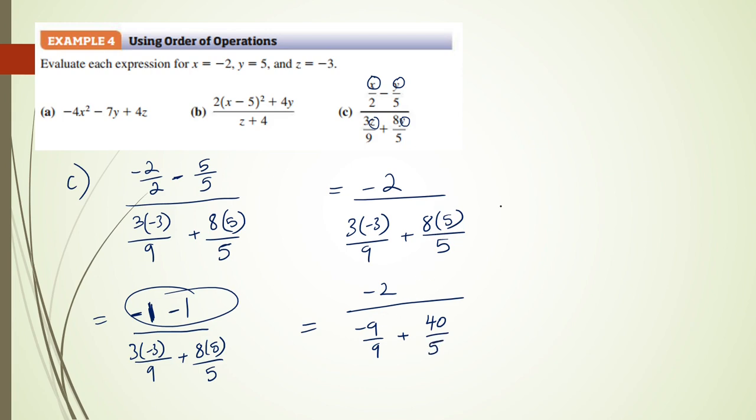Now we can simplify this a little further. Negative 2 over negative 1 plus 40 divided by 5 is 8. And so we finally simplify this as negative 2 over 7. So our solution is negative 2 over 7.